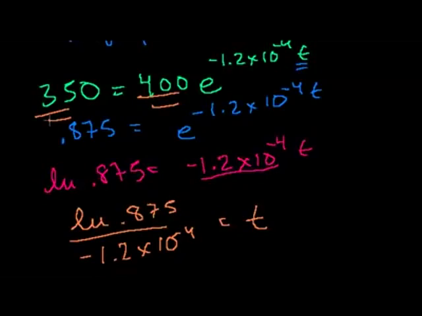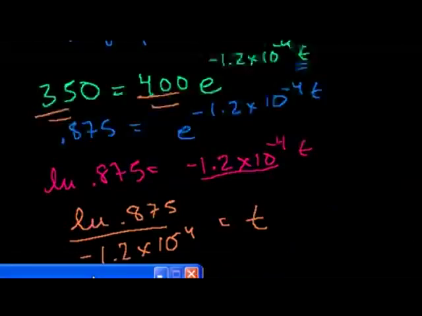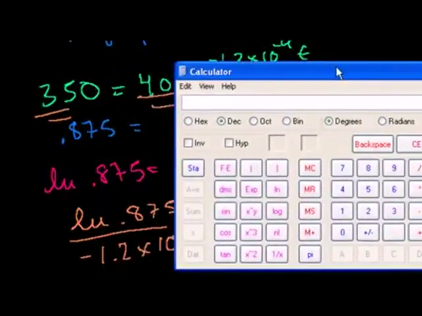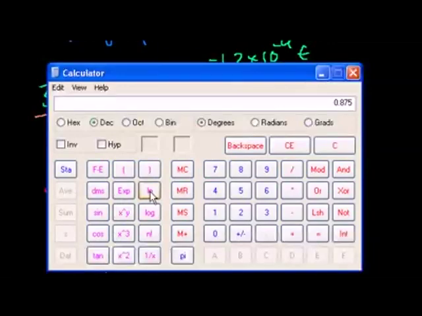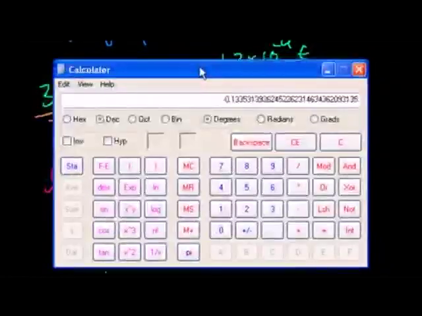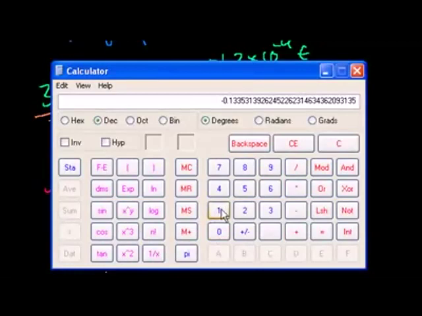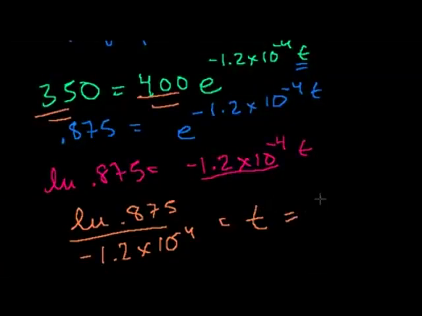To 350. So let me do the math. If you have 0.875, we want to take the natural log of it, and divide it by 1.2 times 10 to the negative 4, and this is all a negative number. I'll just divide by this and then take the negative of that. So this is equal to 1,112 years to get from 400 to 350 grams of my substance.